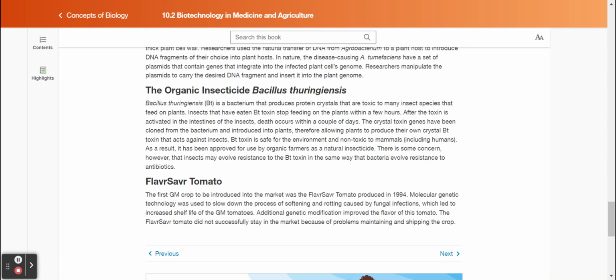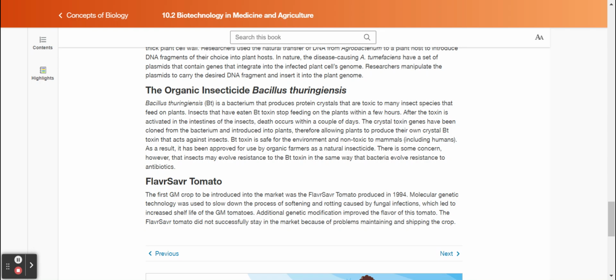BT toxin is safe for the environment and non-toxic to mammals, including humans. As a result, it has been approved for use by organic farmers as a natural insecticide. There is some concern, however, that insects may evolve resistance to the BT toxin in the same way that bacteria evolve resistance to antibiotics.